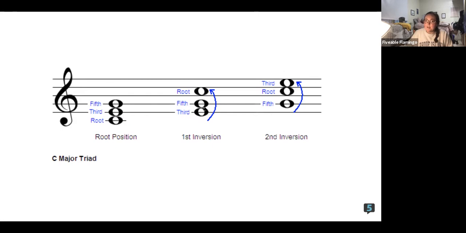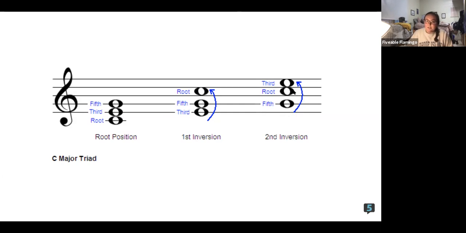Because that wouldn't be a 1, 3, 5. This would be a 3, 5, and it makes no sense. It wouldn't fit into the triad if this was in root position, so it has to be a first inversion. Second inversion is when you then bring up that third to go above it.